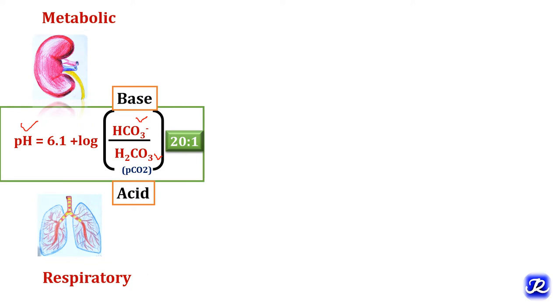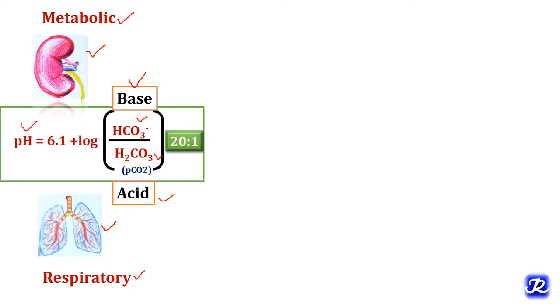Any change in the bicarbonate level, which is present in the numerator and is the base component of this equation, will lead to metabolic disorders, and this bicarbonate level is regulated by the kidney. Likewise, the carbonic acid which is present in the denominator is the acid component. It is regulated by lungs, and any change in the carbonic acid level, that is in the partial pressure of carbon dioxide, leads to respiratory disorders in the body.